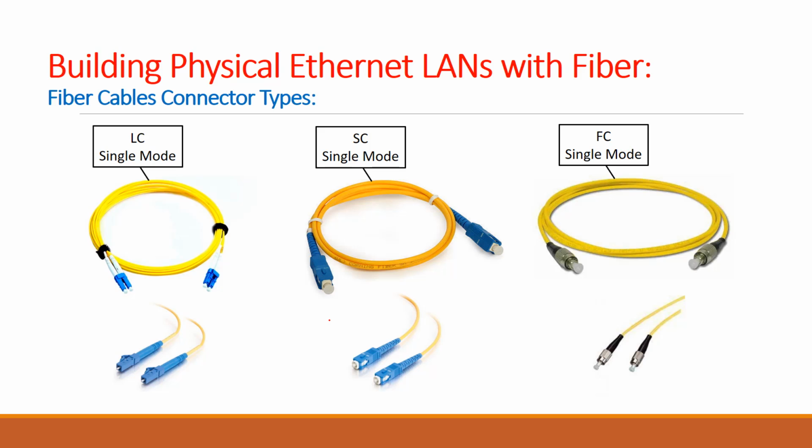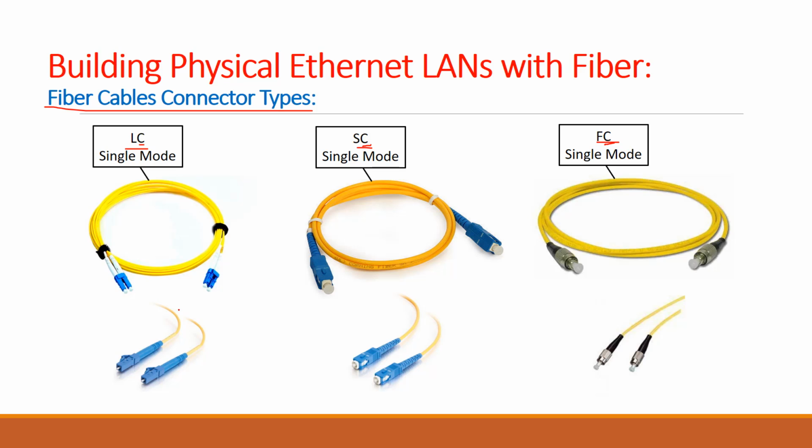So let's discuss the fiber cable connector types. As we mentioned, for UTP and STP cabling, we have only one connector, which is RJ45. But for fiber cables, we use multiple connectors, three for single-mode and two for multi-mode. For single-mode, we have the LC connector, the SC connector, and the FC connector. They all end with the letter C.